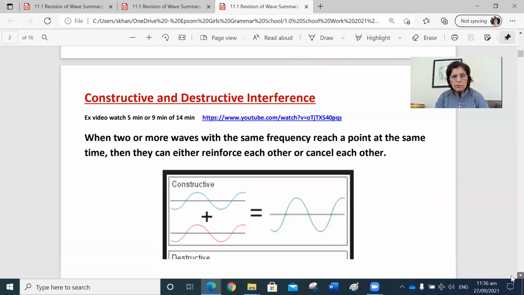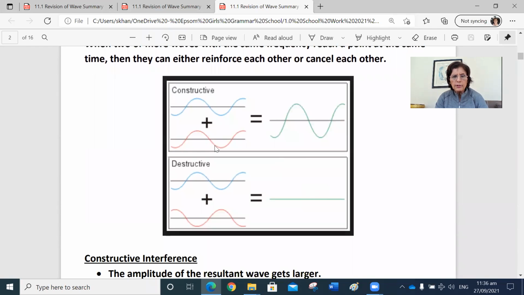Now let's look at what constructive and destructive interference are. When waves from two sources are in phase, that means crest lies on crest, the resultant wave will have a bigger amplitude. We say that when they are in phase, constructive interference happens. If the waves from two sources are opposite, they will annul each other, and the resultant wave will have zero amplitude. That's destructive interference.